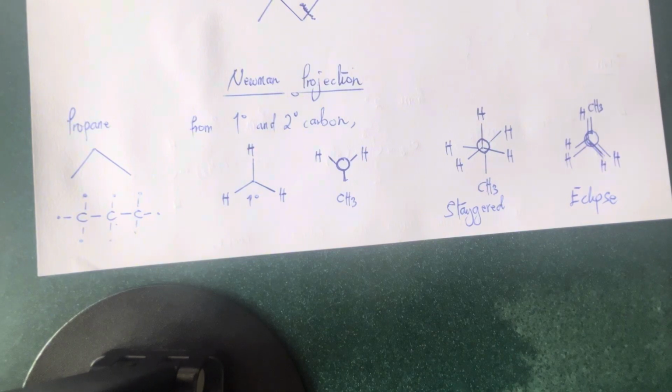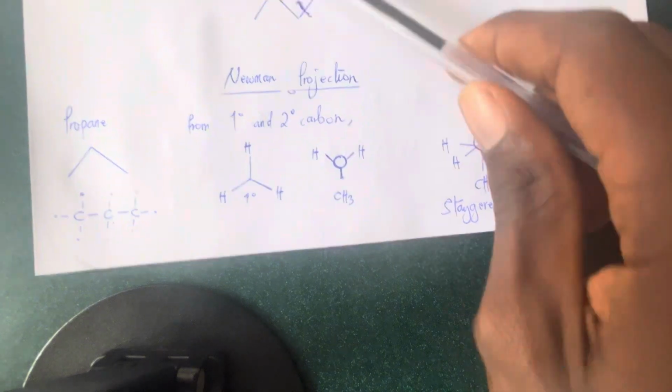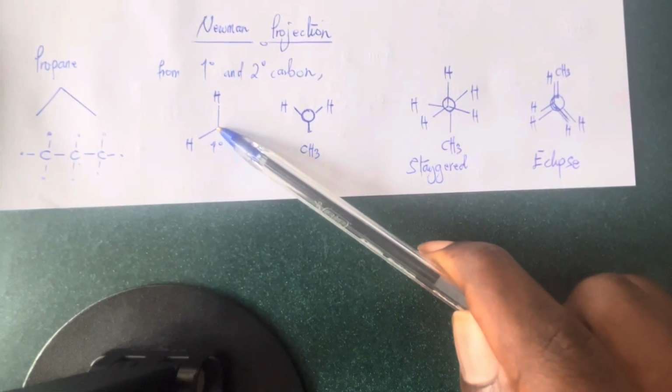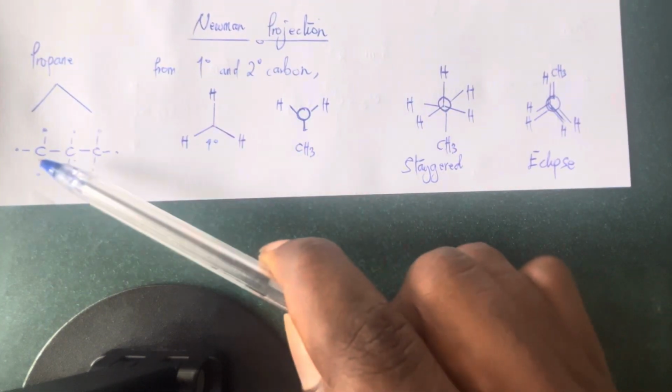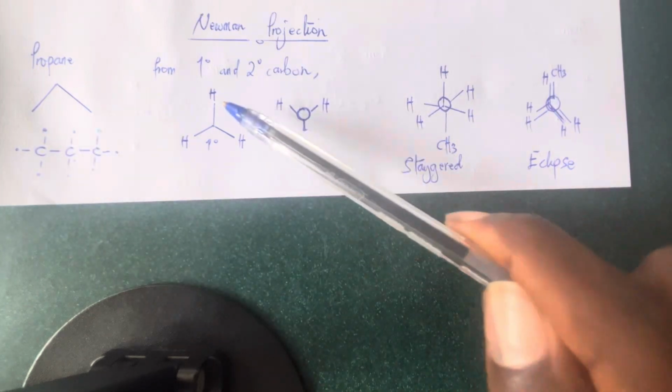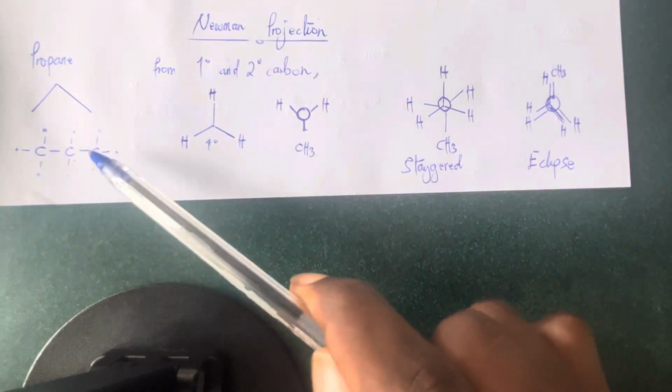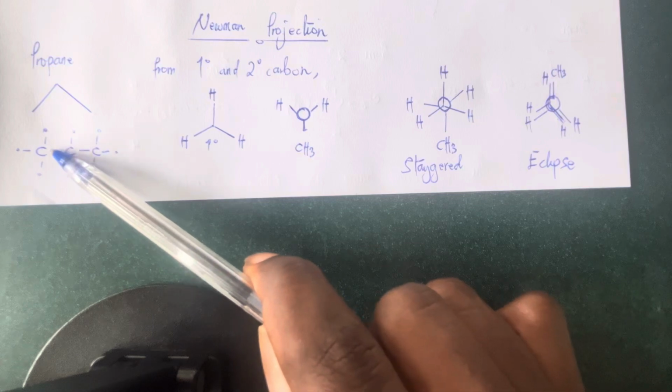If you are able to get this strategy correct, then that's all. Note, this is your first carbon. Your first carbon is bonded to 3 hydrogens, 1, 2, 3. There's nothing you are going to do about this. So ignore this one.